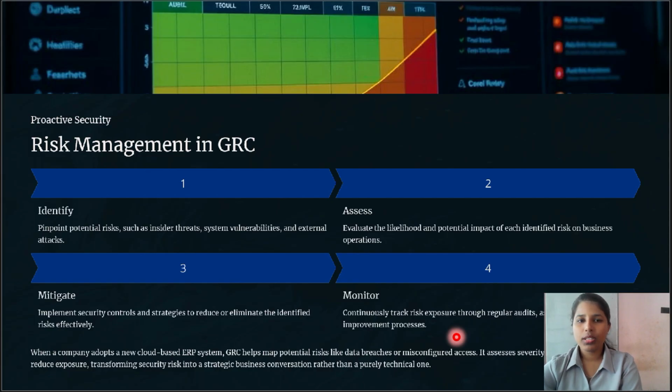So these are the four things in the risk management of the GRC. When a company adopts a new cloud-based ERP, GRC helps them map potential risks like a data breach or misconfigured access. This severely reduces the exposure and transforms security risk into a strategic business conversation rather than a purely technical one. So this is what risk management in the GRC means.